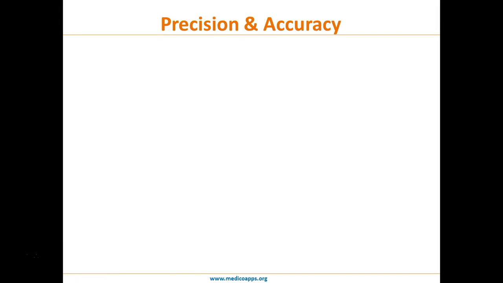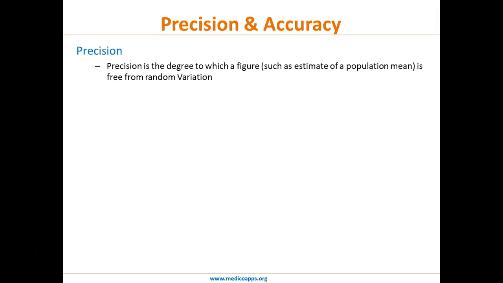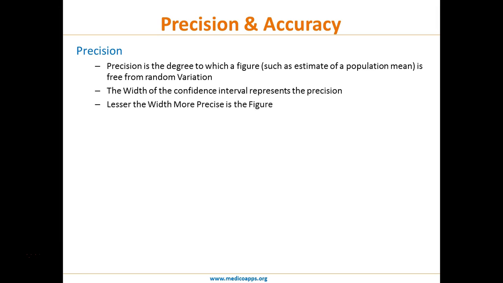Now let's look at another criterion, that is precision and accuracy. Precision is the degree to which a figure, such as an estimate of a population mean, is free from random variation. The width of the confidence interval represents the precision. The lesser the width of the confidence interval, the more precise the data is. Accuracy is the degree to which an estimate is immune from systematic error or bias. So the more accurate it is, the less biased the result.